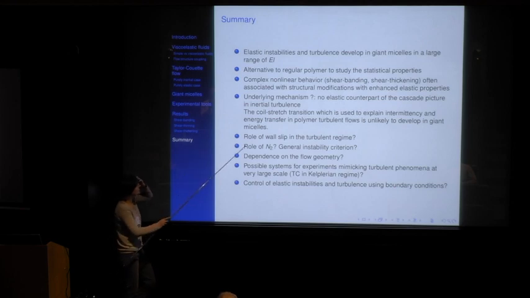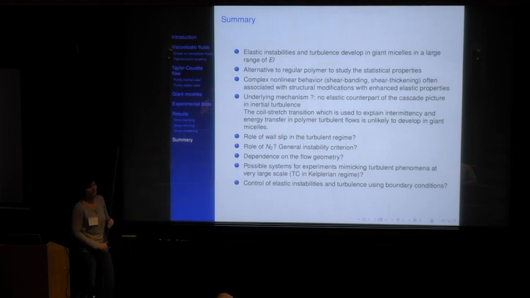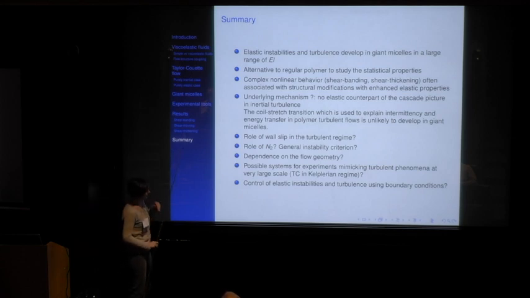Okay, so I just mentioned at the end that there was some wall slip in the turbulent state, and this is something which is ubiquitous in this system, whatever the concentration range. We systematically observe large wall slip when the disordered flow state develops, whatever the concentration range.